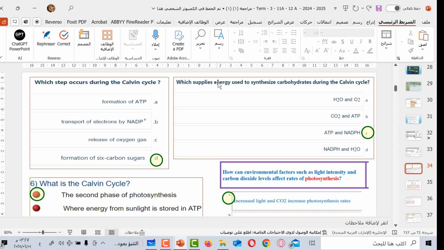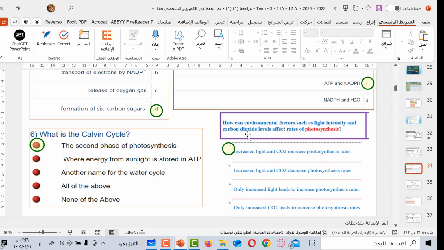Which supplies energy used to synthesize carbohydrates during the Calvin cycle? ATP and NADPH. Okay. Which step occurs during the Calvin cycle? We said before. How can environmental factors such as light, temperature, and carbon dioxide levels affect photosynthesis?